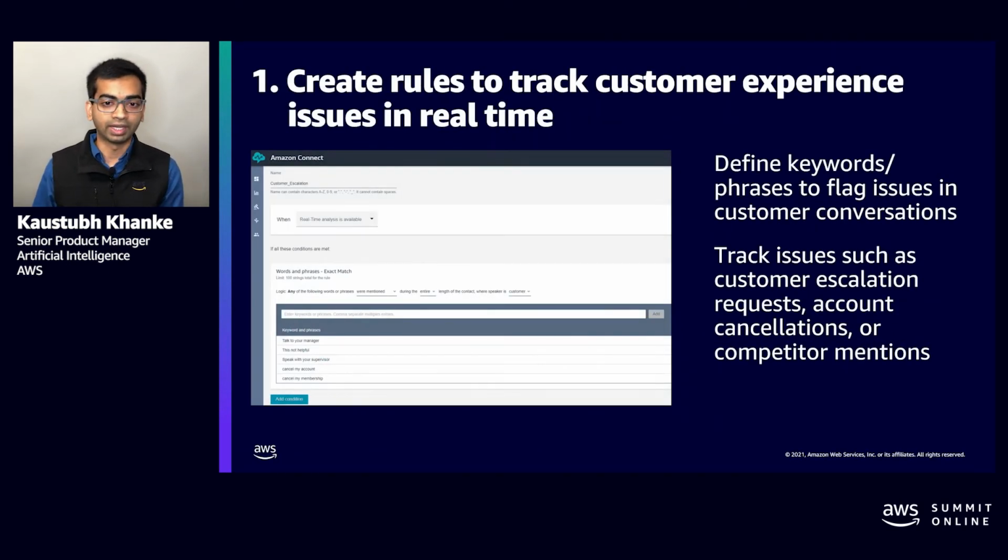With the automated contact categorization capability, Contact Lens can tag live calls based on your specified criteria. Scenarios like escalation requests, account cancellations, and competitor mentions can be tracked as categories. For example, for a category on escalation requests, you can specify keywords like talk to your manager or speak with your supervisor. Once you have created a category with keywords and defined rules for it, Contact Lens will look for matching phrases in real time.